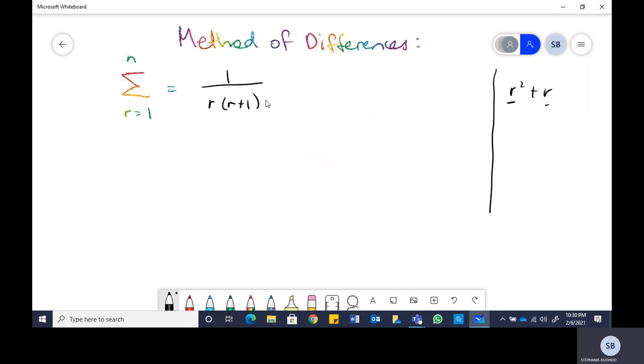Or what you could have done is use the method of differences, which says that if you are able to split this sequence into the difference of two sequences, then it's just a matter of substituting the first few values and the last few values, and you can actually get a standardized evaluation for the sum of the entire sequence or series. So, first of all, how do I split this up into two separate series?